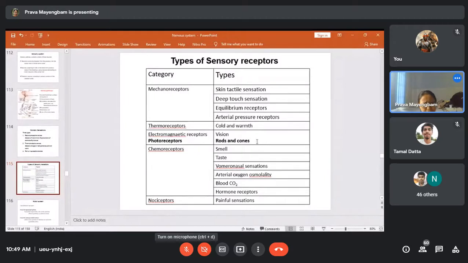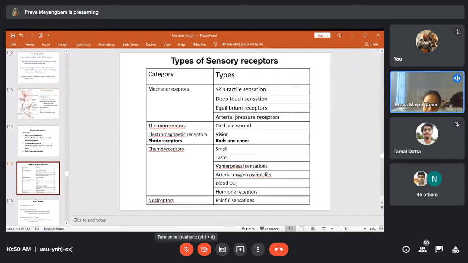Then the chemoreceptors, which can sense smell, taste, vomeronasal sensations, arterial oxygen, osmolarity, blood carbon dioxide concentration, hormone receptors. They all come under chemoreceptors. Then nociceptors means the painful sensation. So these are all about the sensory receptors.